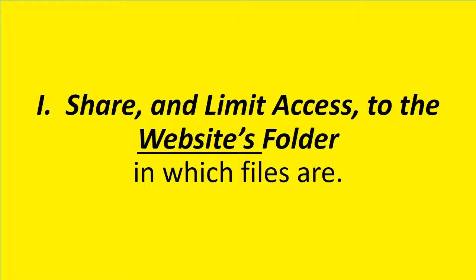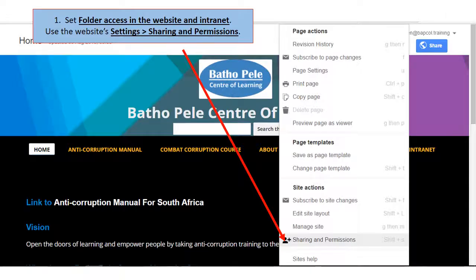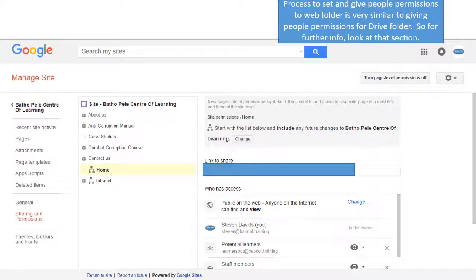One of the first methods we use is to give access to people via the website's folder. You do this folder access in the website via the website settings, then you go to the sharing page and permissions, and here you give people access to a specific folder. If someone has access to a folder, he or she has access to all the subsequent folders lying beneath it.